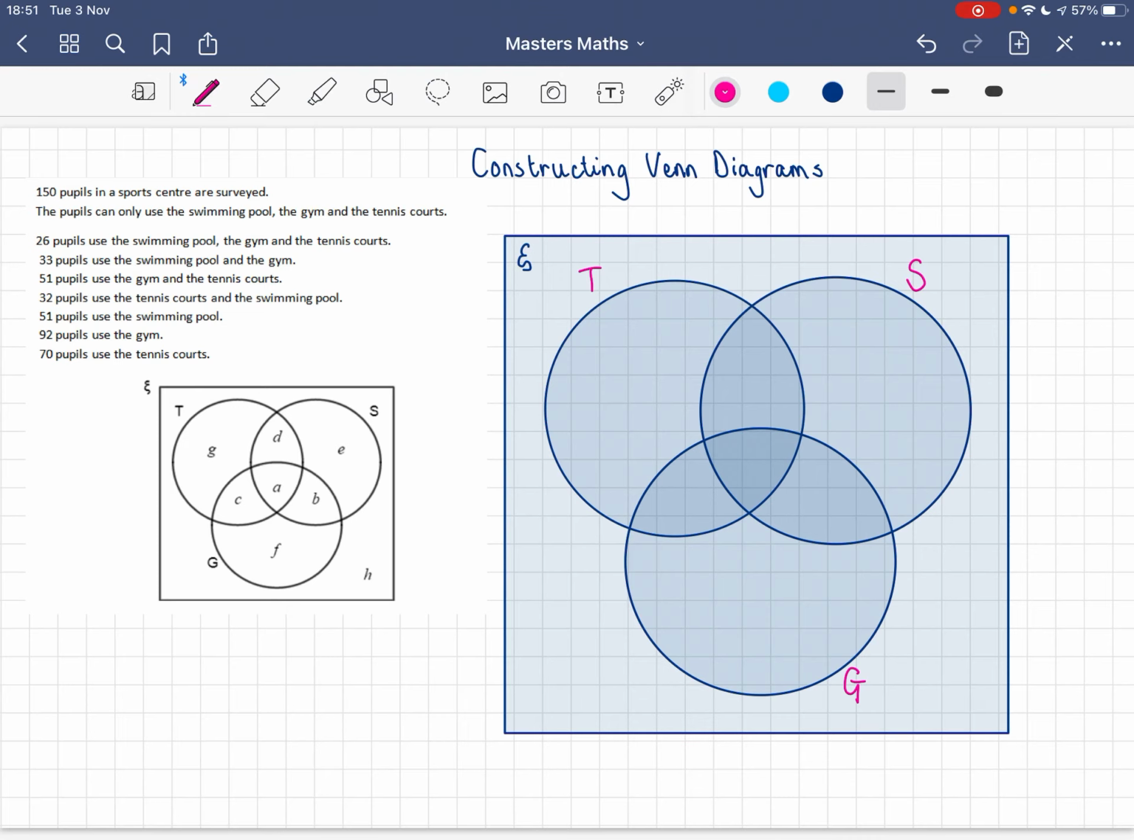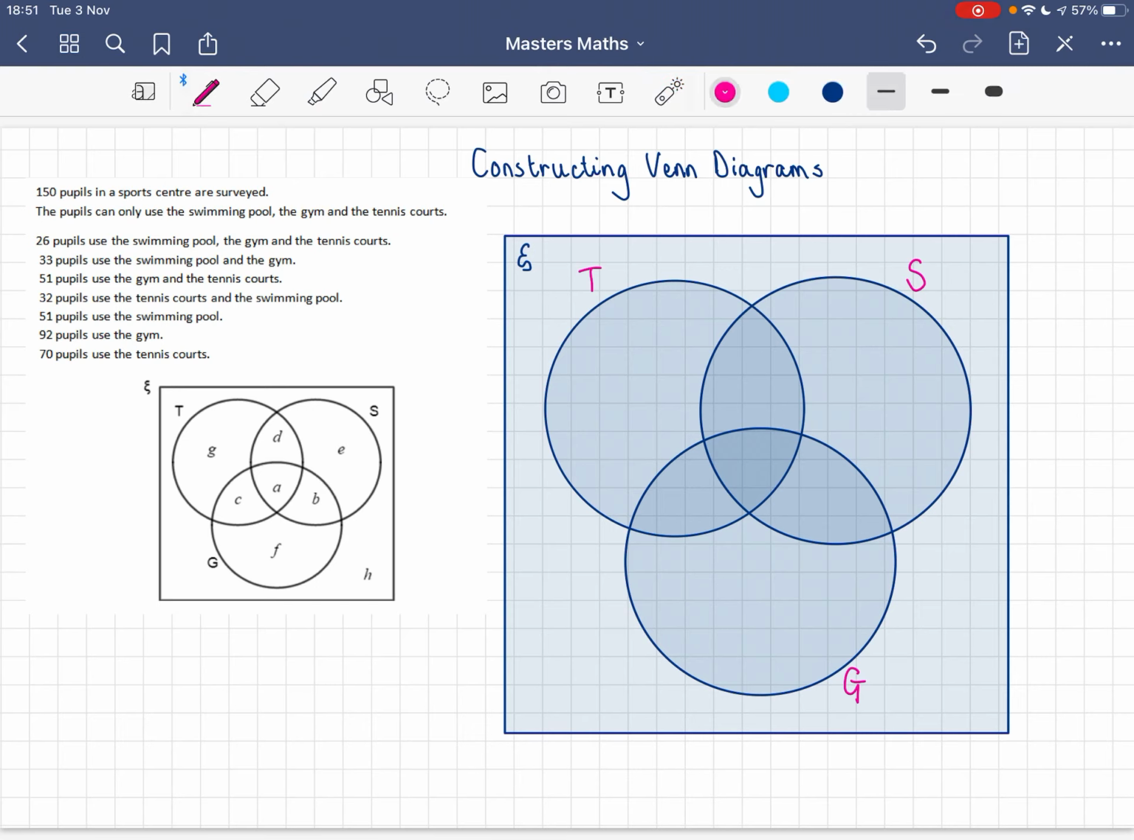26 pupils use all 3, the swimming pool, the gym and the tennis court. 33 use the swimming pool and the gym. 51 use the gym and the tennis court. 32 use the tennis court and the swimming pool. You can see where we're going with this. 51 use the swimming pool, 92 use the gym, and 70 use the tennis courts. And we need to put the numbers in the right place, remembering that our universal set has to include 150 pupils all together.